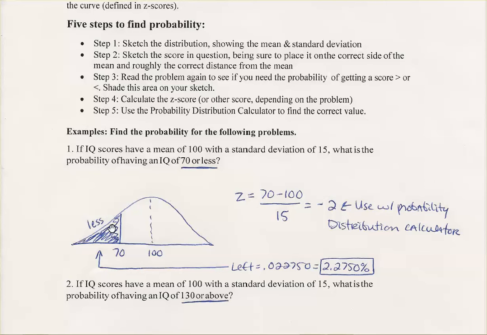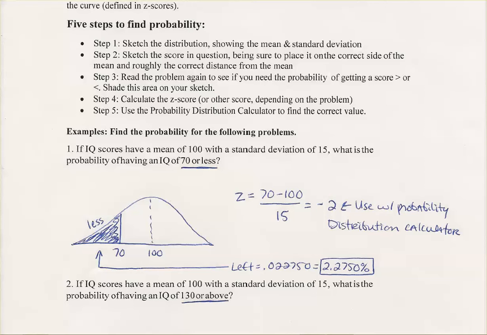So the next step is finding the z-score. We've got our 70 minus our 100, which is our mean, over our 15, our standard deviation. That's just the formula that we used from the previous page. And we get a -2. So the next step is using the probability distribution calculator.